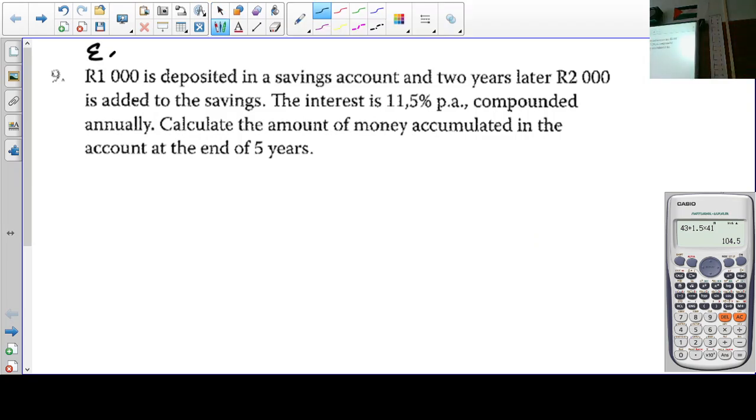So this is exercise 12.1, and this is on page 266. Okay. So in number 9 we are told that 1,000 rand is deposited into a savings account, and 2 years later 2,000 rand is added to the savings account. The interest is 11.5% compounded annually. Calculate the amount of money accumulated in the account at the end of 5 years.